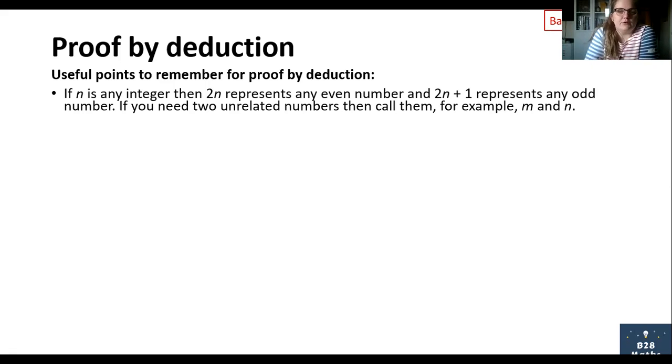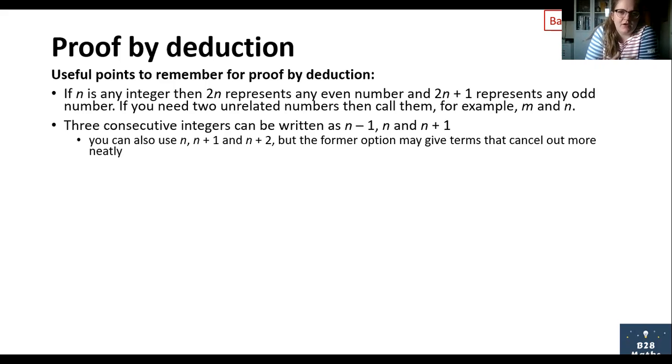If we need to use two unrelated numbers, then we call them, for example, m and n. So they're numbers if we don't know what their relationship is to each other. Three consecutive integers, we did this the other day, can be written as n minus 1, n, and n plus 1. You could also use n, n plus 1, and n plus 2. But the reason that we use the former is it may give terms that cancel out more neatly.